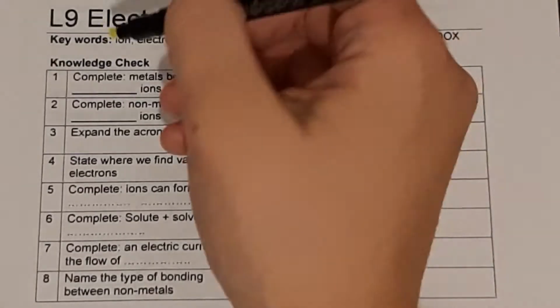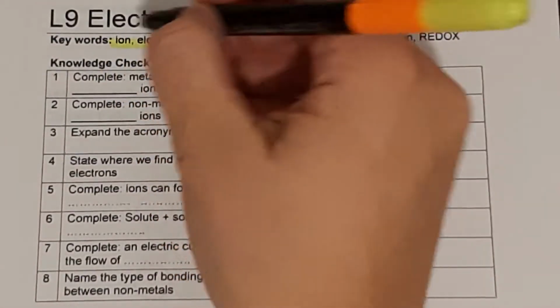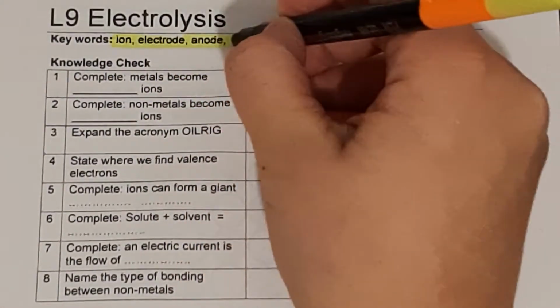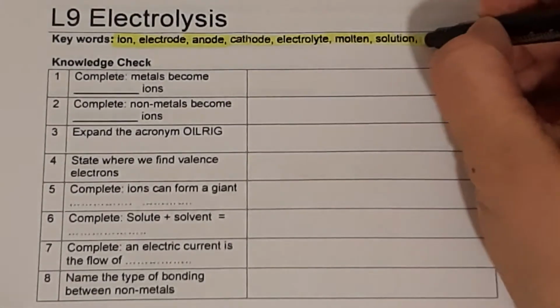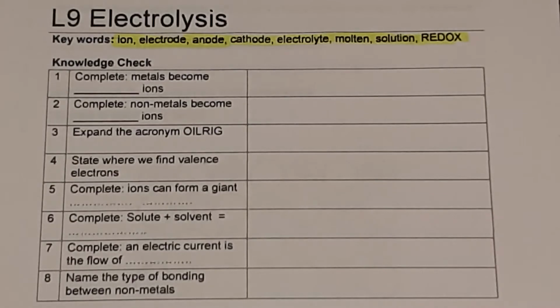Today's key words are ion, electrode, anode, cathode, electrolyte, molten, solution and redox. So I'd like you to start the lesson by doing the 8 knowledge check questions, please. So pause the video whilst you do that.